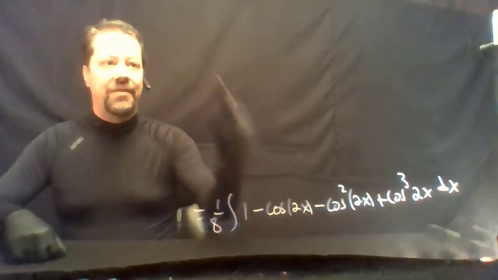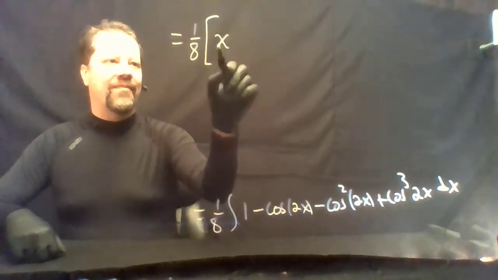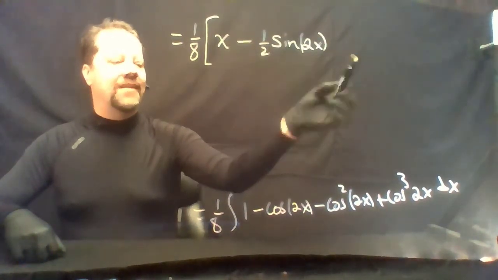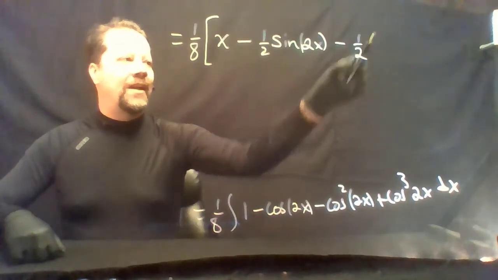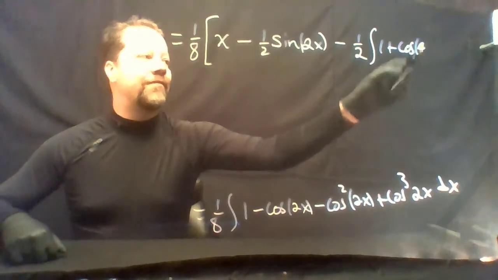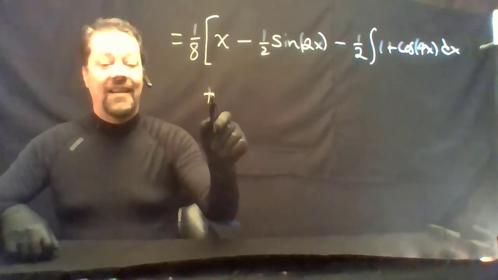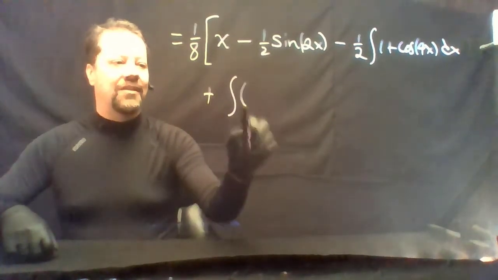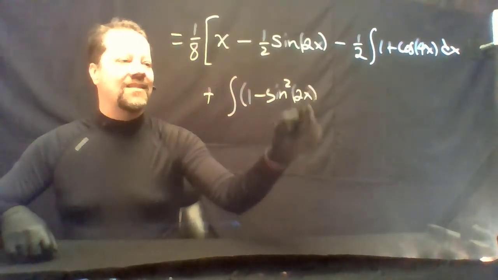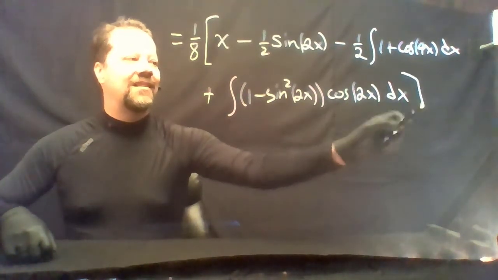We'll take care of these first two terms to begin with. We'll have x minus 1/2 sine of 2x minus 1/2 the integral of 1 plus cosine of 4x dx, and then on the last term we'll have the integral of 1 minus sine squared 2x cosine of 2x dx.